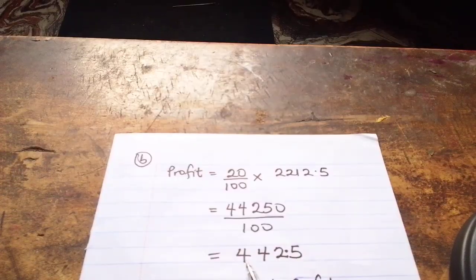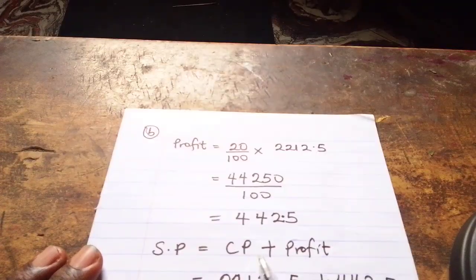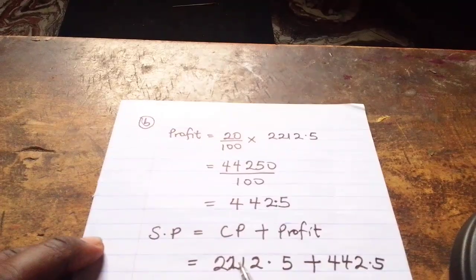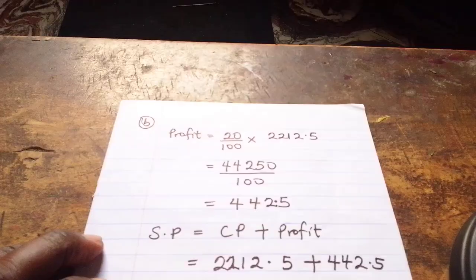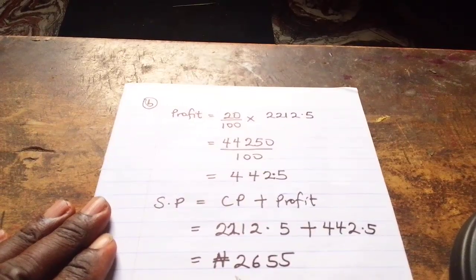So you are not going to stop at the profit. The selling price will now be the cost price plus the profit. The cost price plus the profit is 2,212 naira 50 kobo plus 442 naira 50 kobo. So that should give you 2,655 naira.